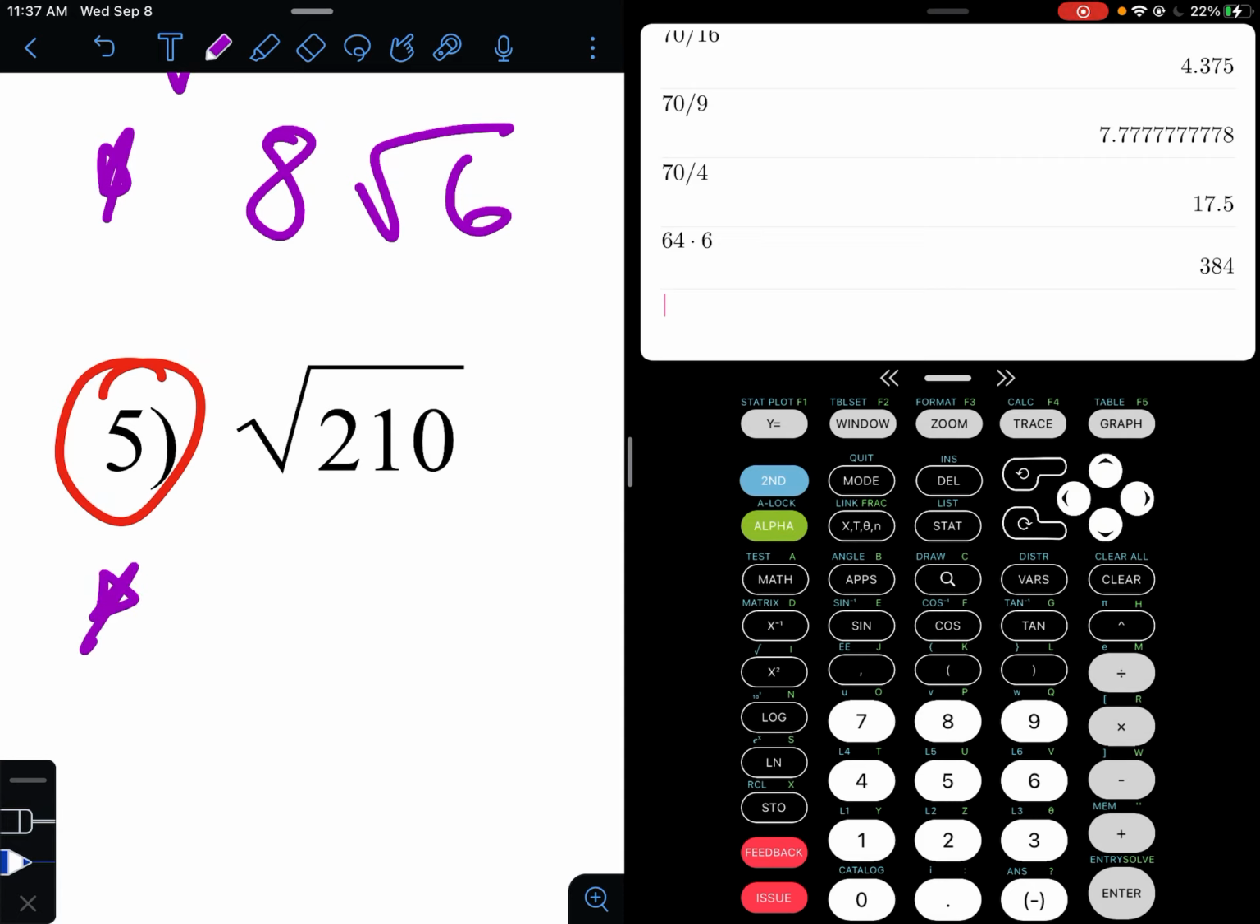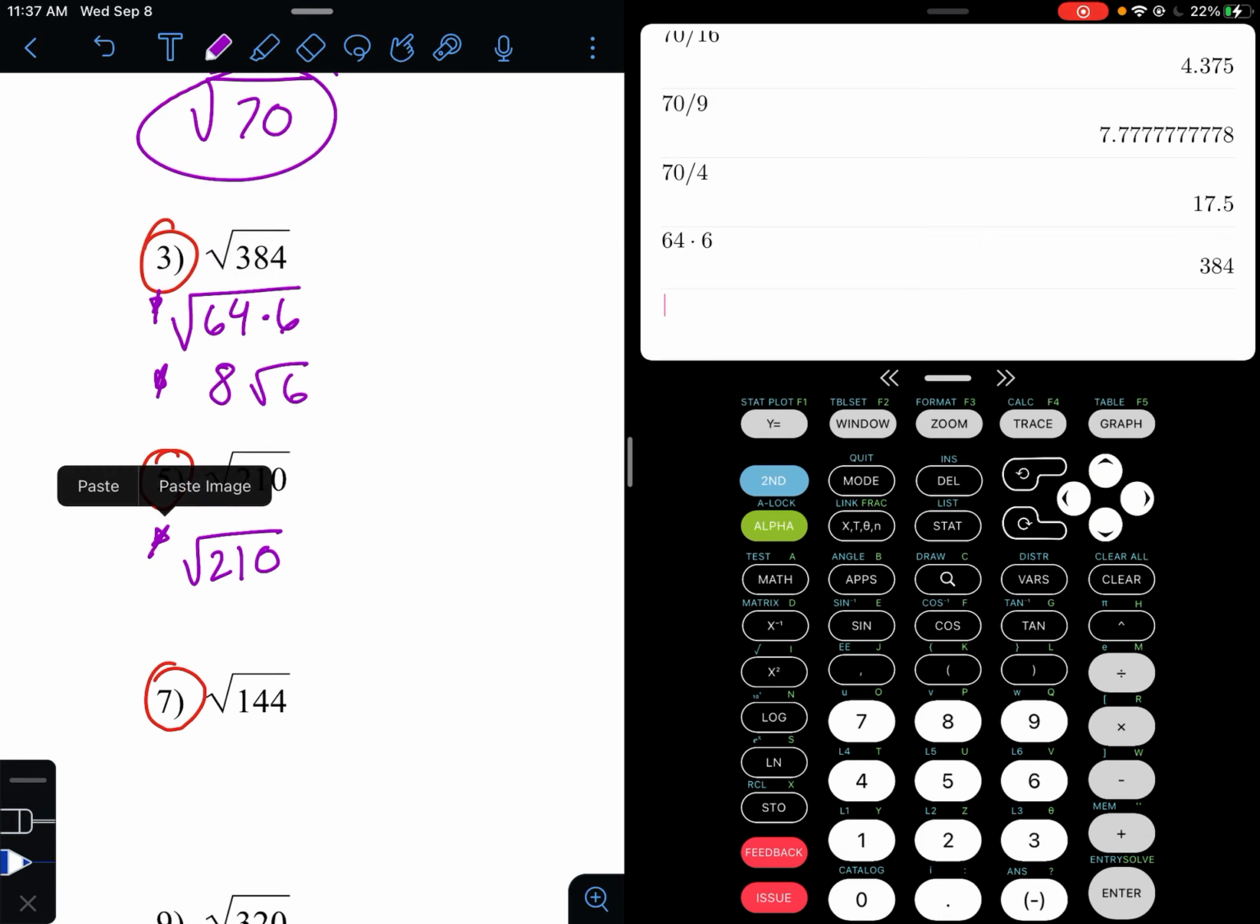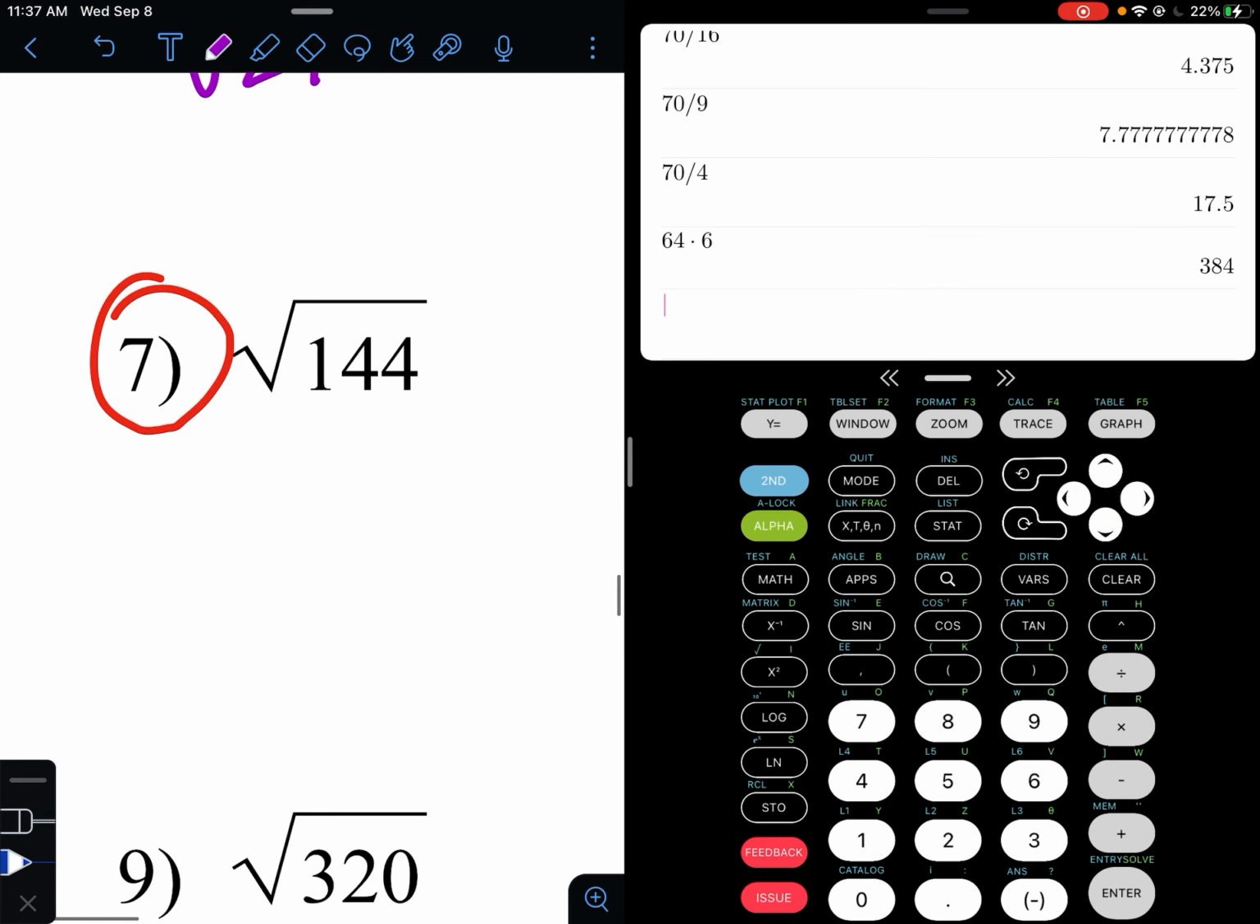So you may have figured out that there actually is no number that is going to work nicely for you. So 210 simplified is simply root 210. There is no perfect square you can pull out of there. All right, cool. Now let's go ahead and try number 12.